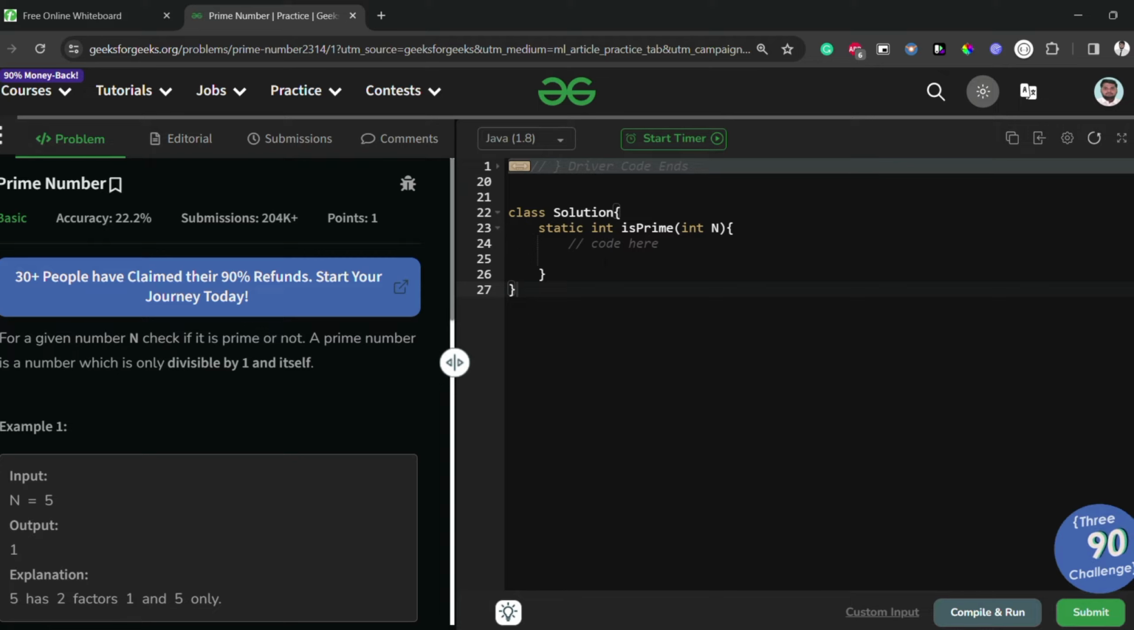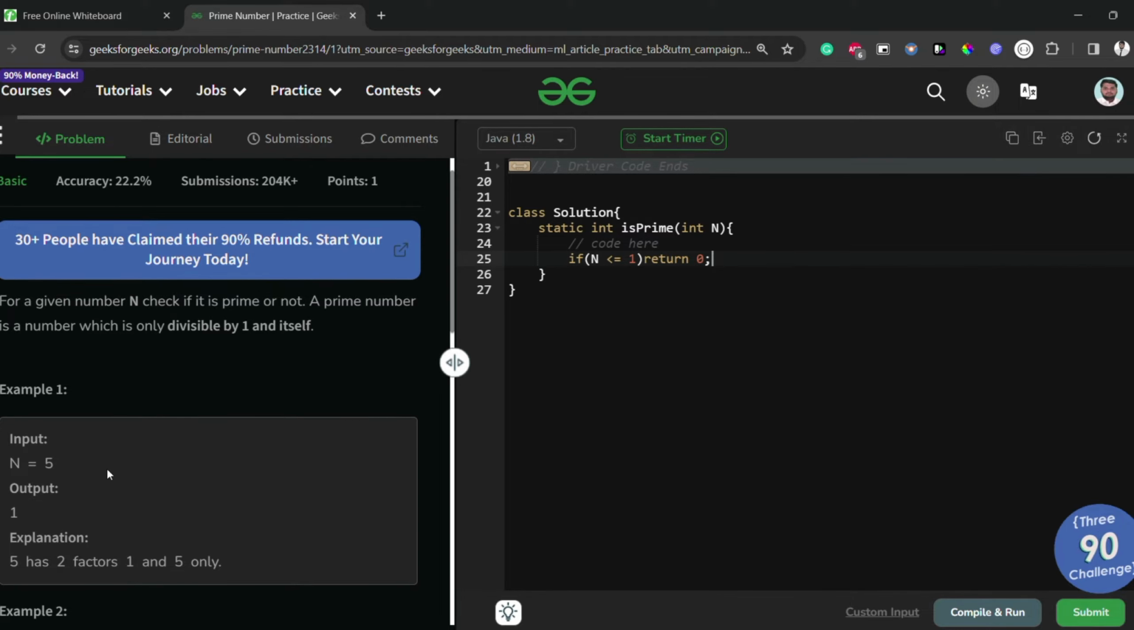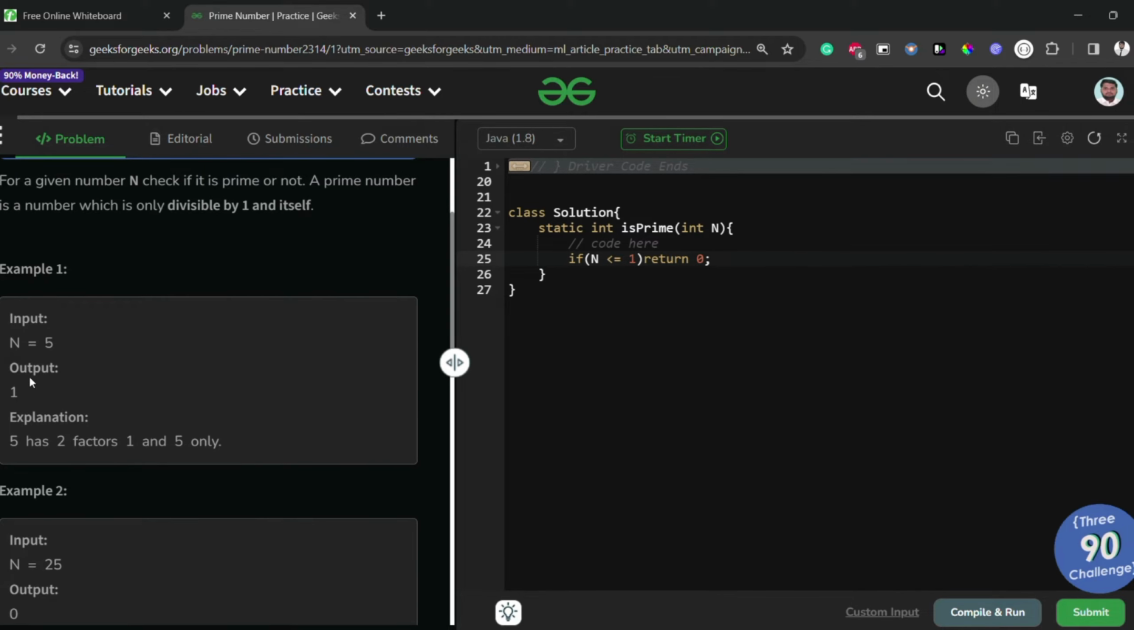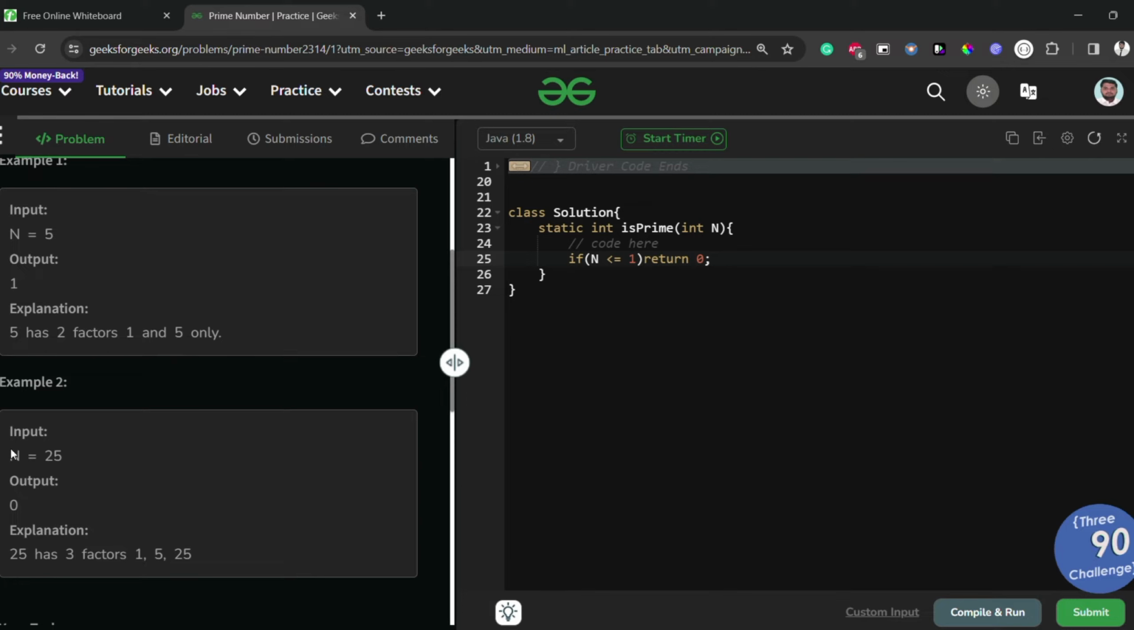Okay, in this problem, if my number is less than or equal to 1, at that time I just want to return 0, because in this context, if I have a prime number I have to return 1. If I don't have any prime number, if the number is not a prime, then I have to return 0. We already know all negative numbers are not prime numbers and also 1 is not a prime number.